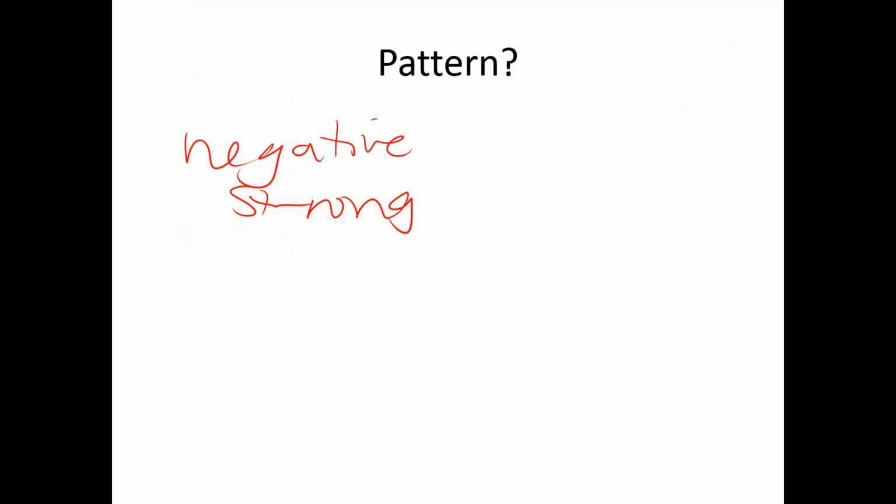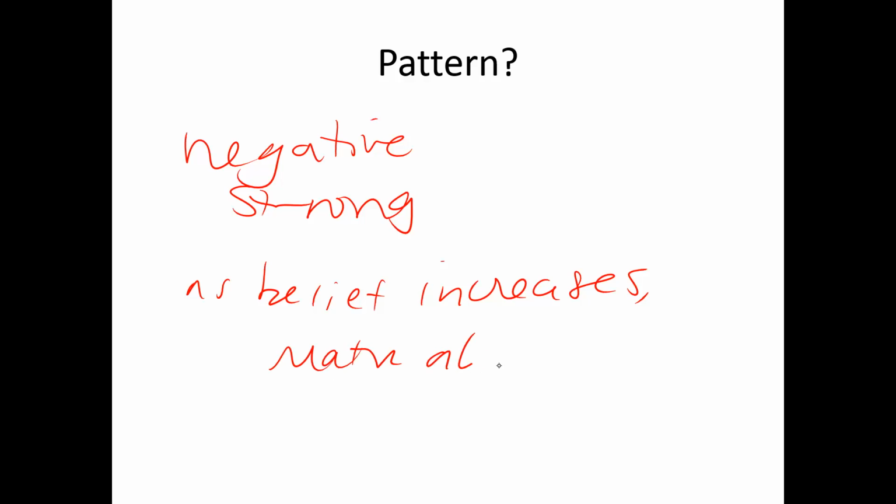Okay. So it's a strong negative relationship, which means that as belief increases, math ability decreases. And I can't say that that's causal. It's also true that as math ability increases, belief decreases. So it can go both ways.